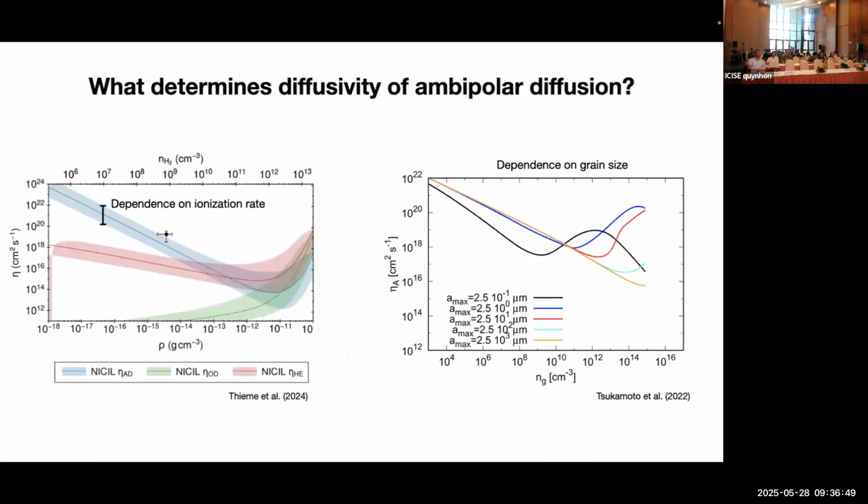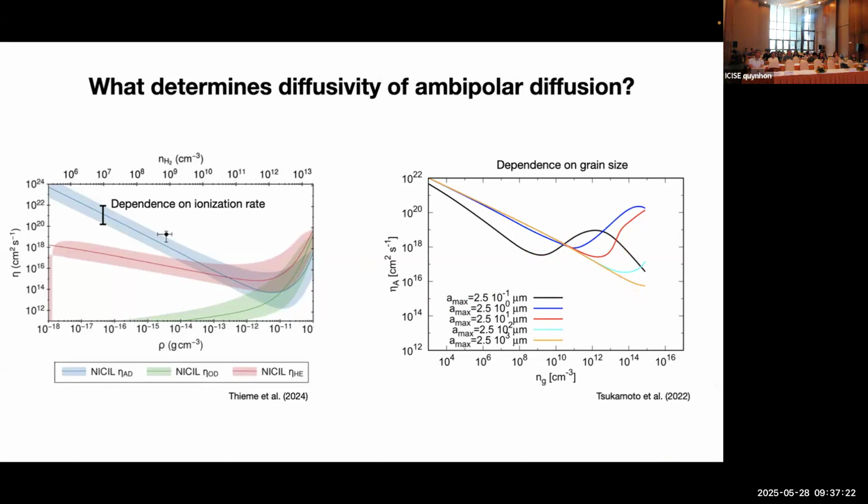Wait, yeah, this plot. So you mean if the grain sizes are smaller, you have a larger diffusivity? I think that depends on which density regime. You can see this profile is not linear and changes a lot. So in a high density regime, I think it's not a monotonic relation. And why is that? Then next time we should invite the person to come over.